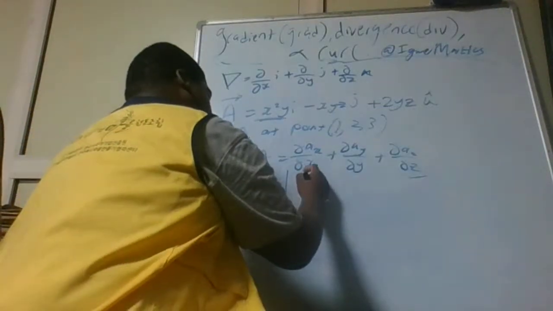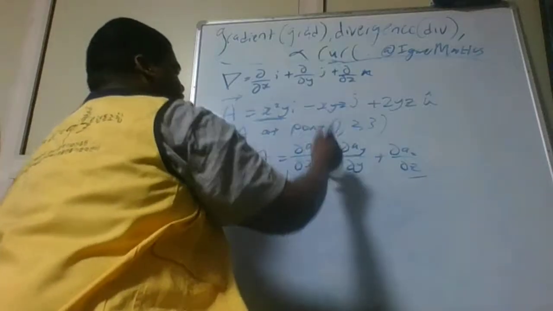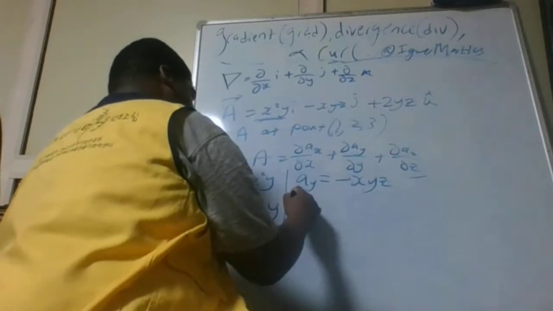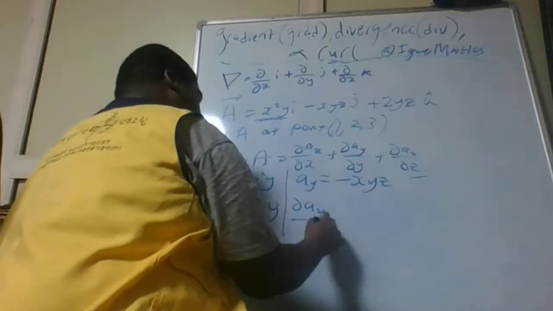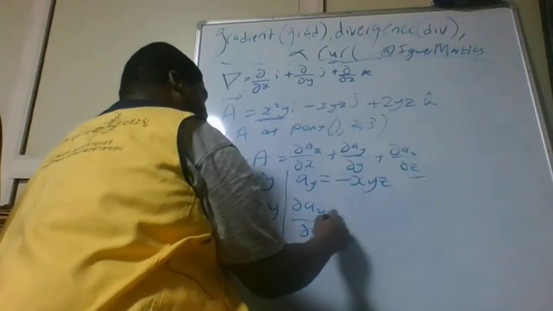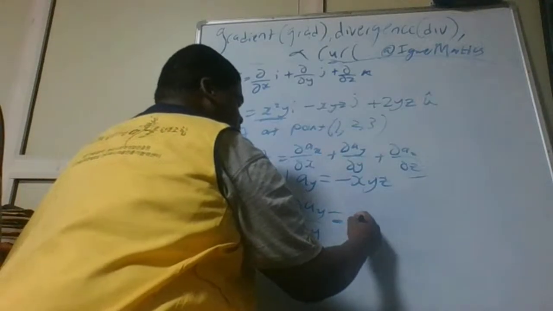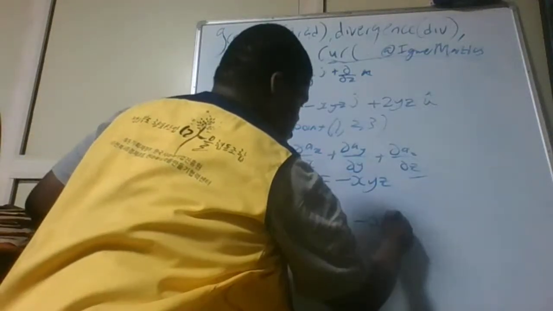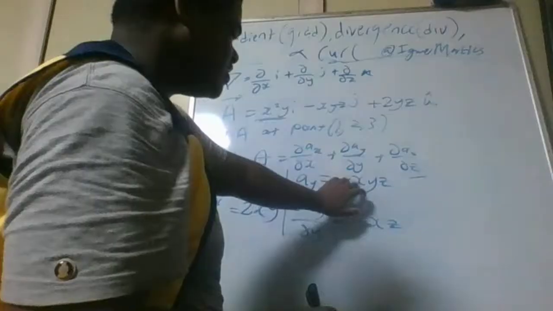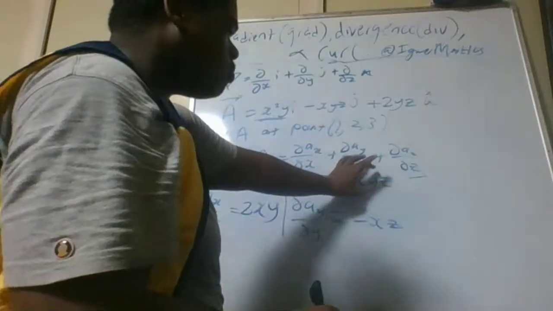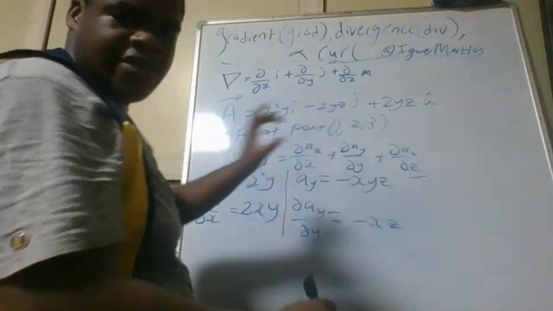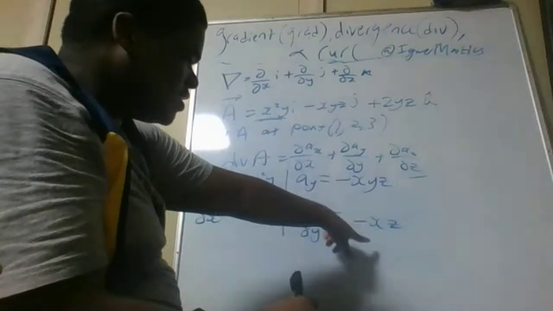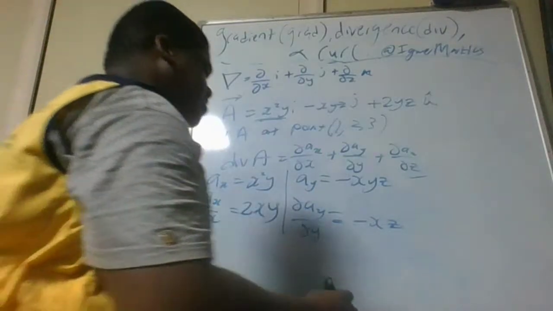The second thing, what is A of y? A of y is equal to negative xyz. If you partially differentiate A of y with respect to y, you are going to have negative xz. Because remember, negative xz is constant, but y is the variable here. And if you differentiate y with respect to y, you're going to have 1. So you have negative xz times 1, which is just negative xz.